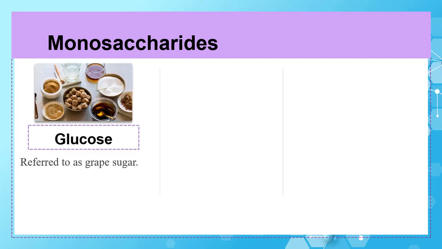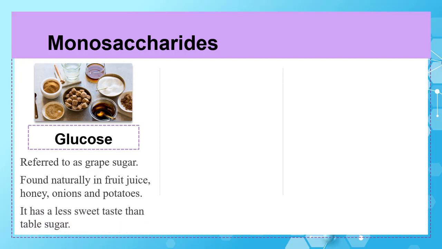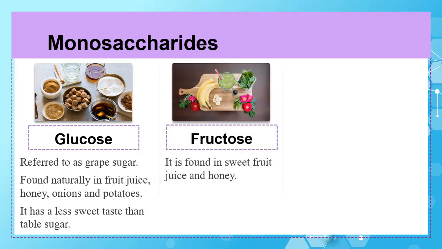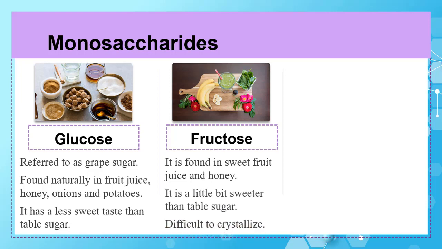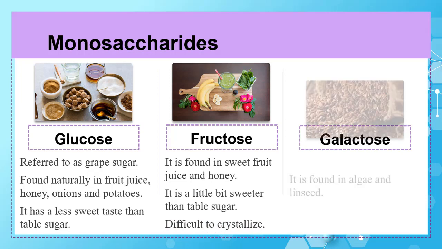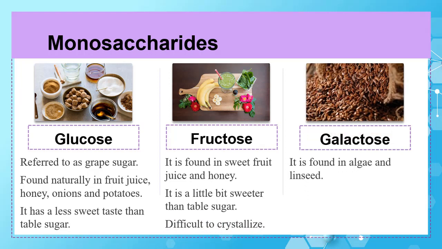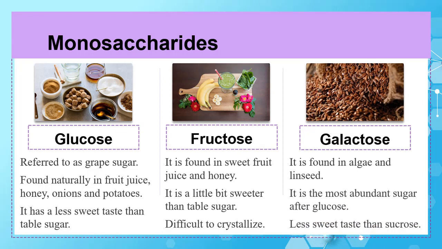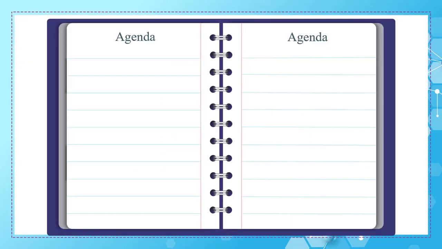Now, glucose, it refers to grape sugar. It's found naturally in fruit juice, honey, onions, and potatoes. It has a less sweet taste than table sugar. For fructose, it's found in sweet fruit juice and honey. It's a little bit sweeter than table sugar, and it's difficult to crystallize. Finally, galactose is found in algae and in linseed. It's the most abundant sugar after glucose. It has less sweet taste than sucrose. Sucrose is the table sugar.